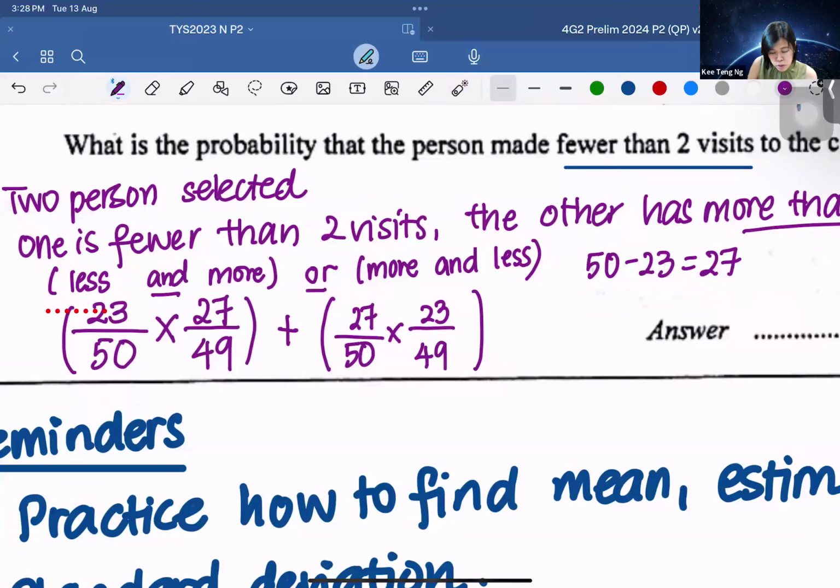Then you add the two cases together and you find the probability. Let me calculate this. 23 over 50 times 27 over 49. I got the number. If the number is not a nice number, leave it as a fraction. Is this okay?